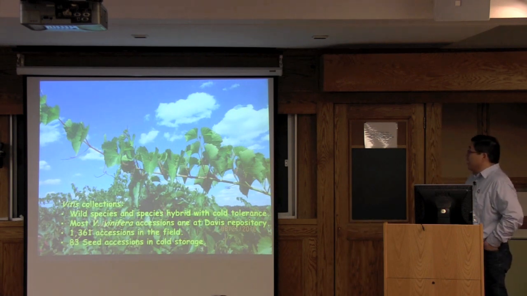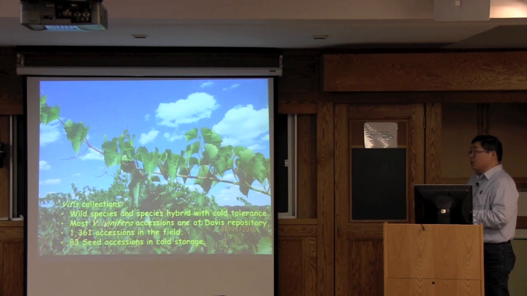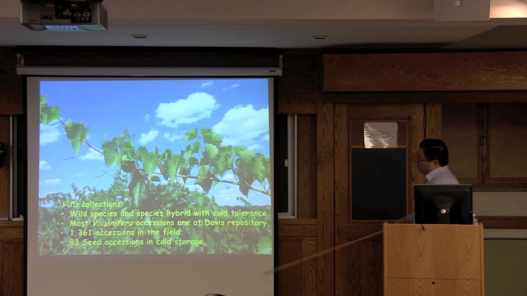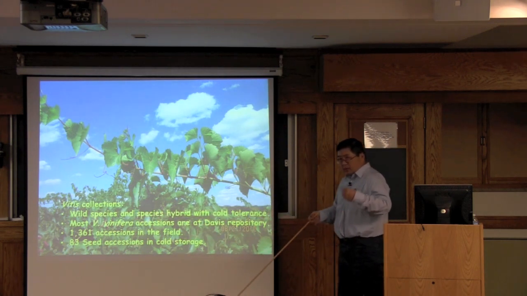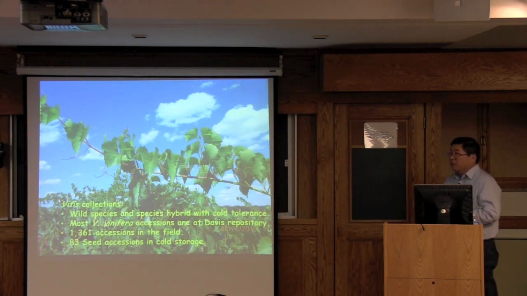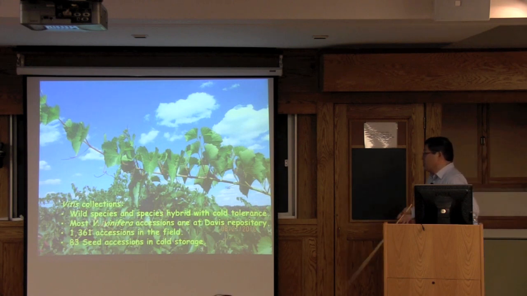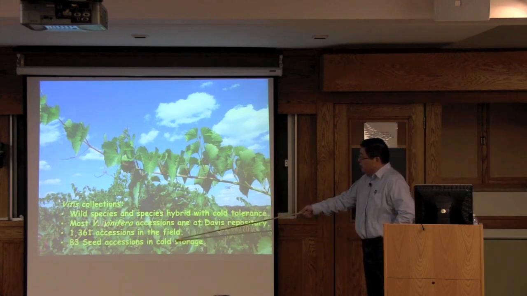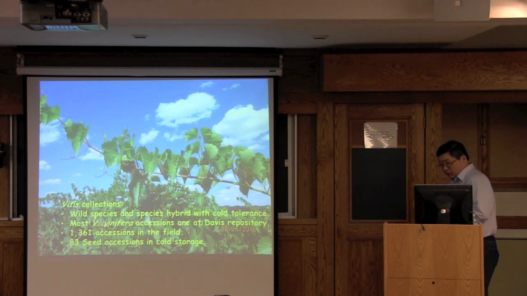For the Vitis collection, most of the material we have is wild species, and also a lot of species hybrids, meaning Vitis vinifera crossed with different wild species. Therefore, they have cold tolerance, able to stand the weather in Geneva. Most of the Vitis vinifera material, the common wine grape, table grape, and also some raisin grape, is all housed at the Davis repository because the weather is better over there. We have over 1,300 accessions in the field and over 80 accessions in cold storage.